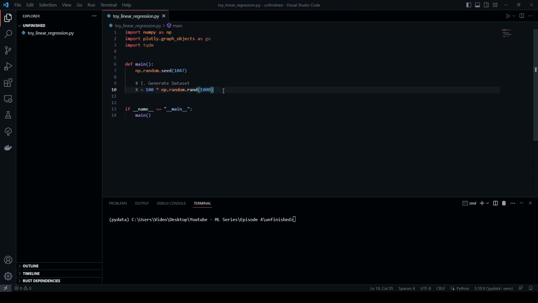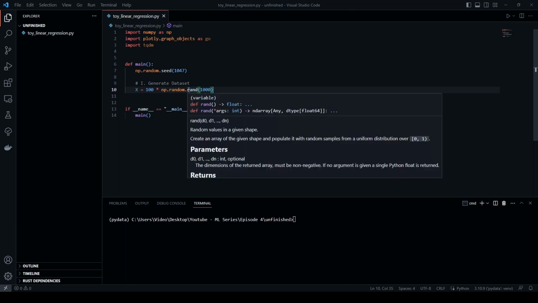And what does np.random.rand do? Basically we are sampling 1000 data points from a uniform distribution in the interval from 0 to 1, where 1 is not contained in the interval.